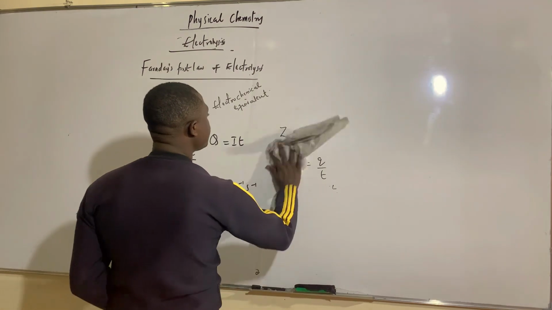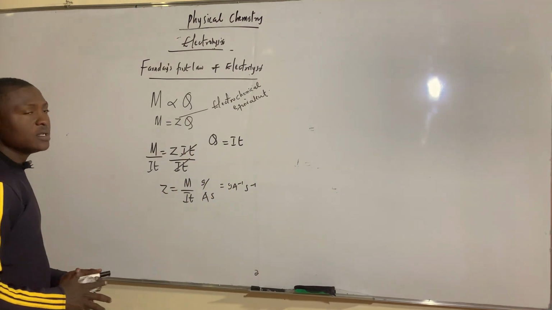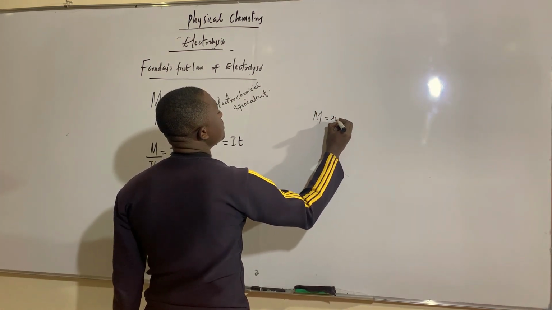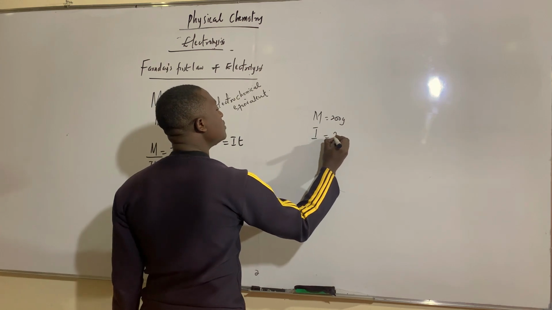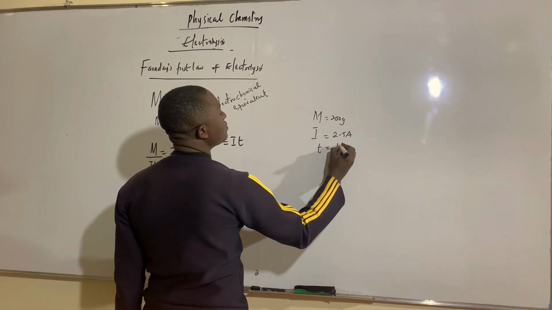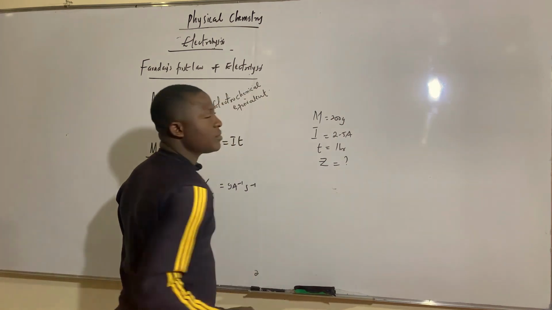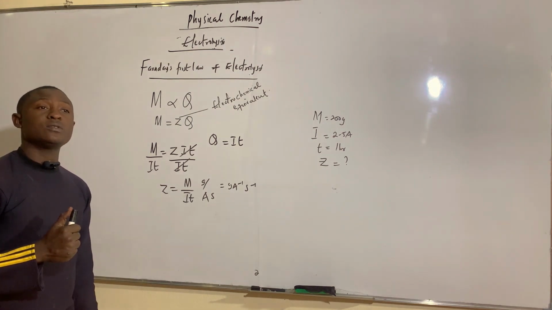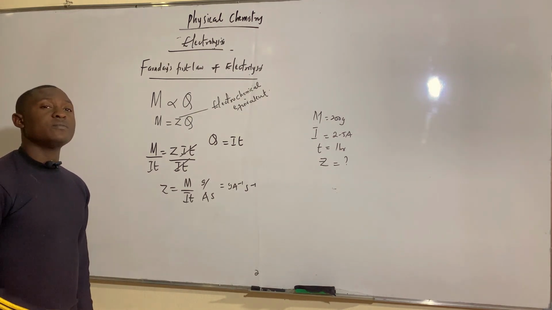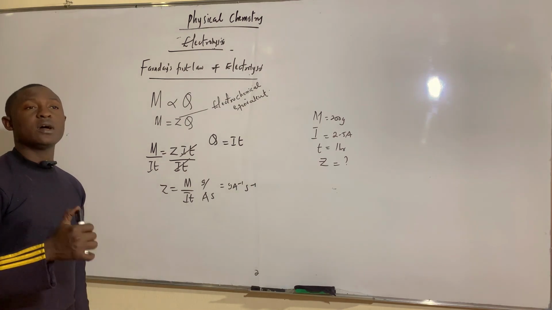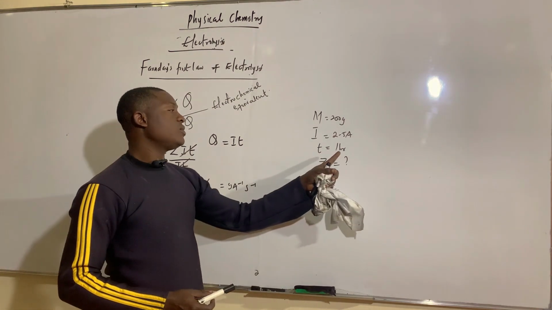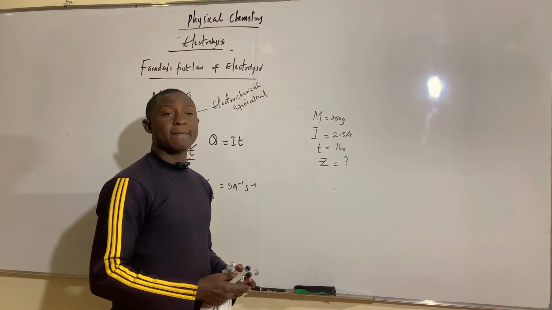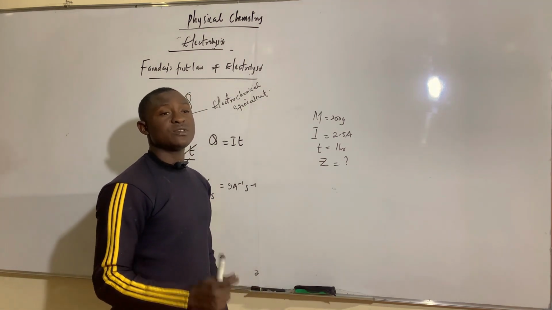So for example, let's say I have a question like this. Let's say I am given the mass to be 200 gram, the current to be 2.5 ampere, and the time to be 1 hour, and we are asked to find the electrochemical equivalent. Another thing you have to take note of is that if the time is not in seconds, you have to convert that time from minutes or hours to seconds. The time we have here is in hours, so I have to convert it to seconds. We know 60 seconds make 1 minute, and 3,600 seconds make 1 hour.